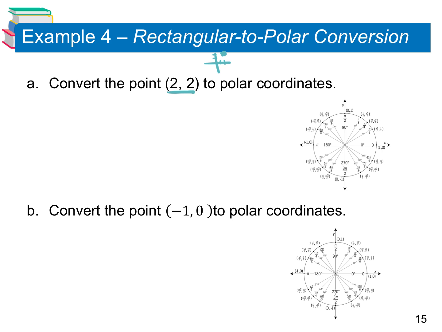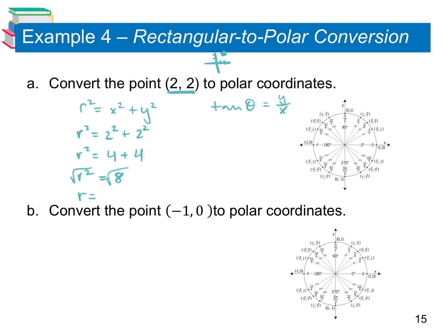So let's use our formulas. Let's find r first. We have r squared is equal to x squared plus y squared. And then tangent of theta is equal to y over x. So to find our r first, r squared equals 2 squared plus 2 squared. R squared equals 4 plus 4. R squared equals 8. Take the square root, so what does r equal? Awesome, 2 square root 2.